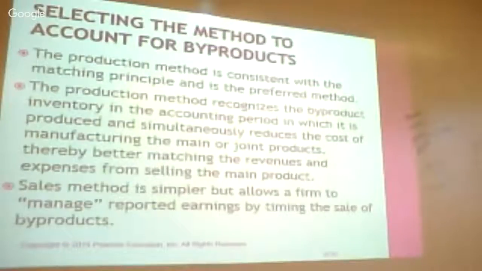And so, but the inventory, why are we accounting for the inventory? That's where we're having problems. The sales method is simpler, but allows a firm to manage reported earnings by timing the sale of the byproducts. Because on the production method, we don't recognize the sale until later. All right, I'm going to have to think about that.